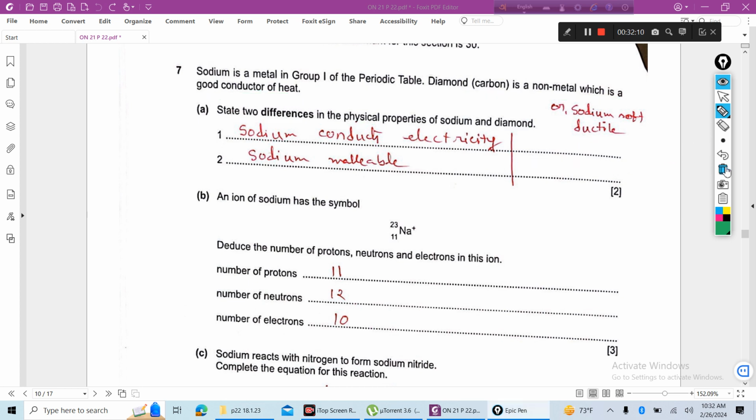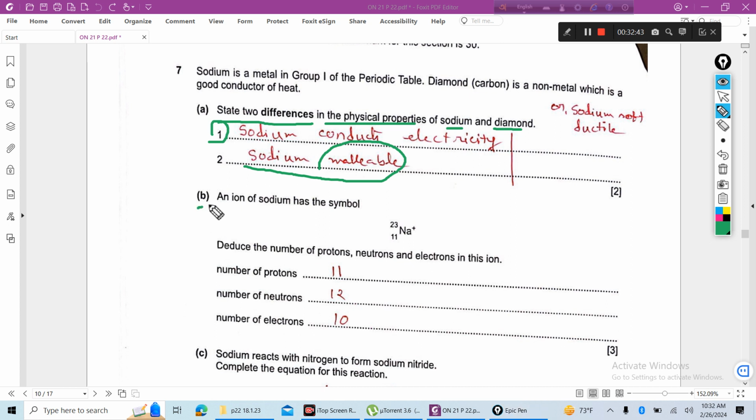Now, state two differences in the physical properties of sodium and diamond. Differences: sodium conducts electricity but diamond does not conduct. Sodium is a metal, it is malleable, but diamond is not malleable. Two differences you can write.